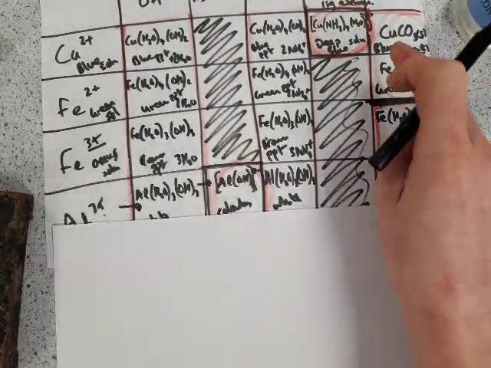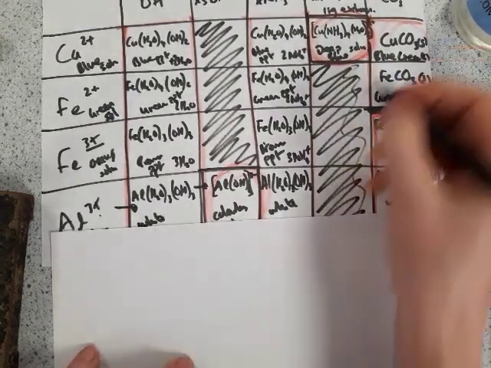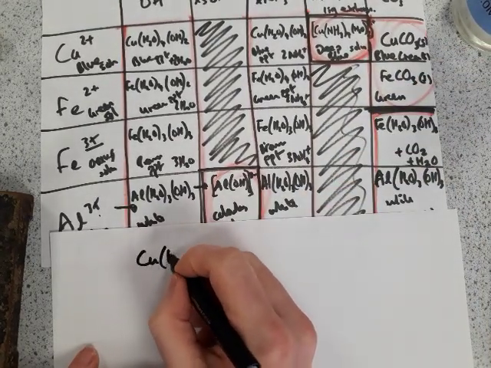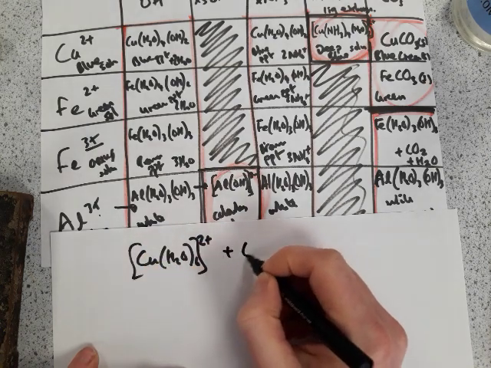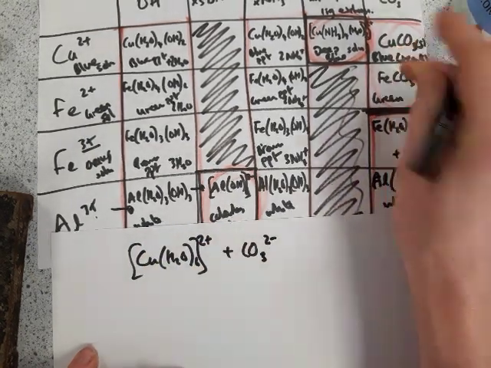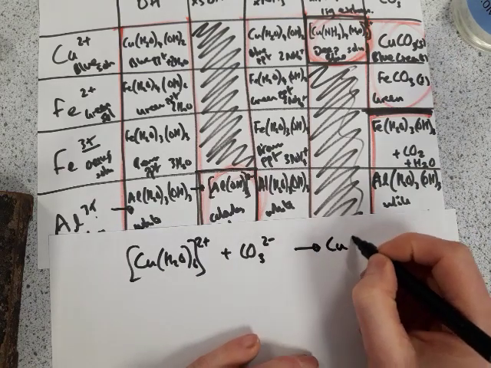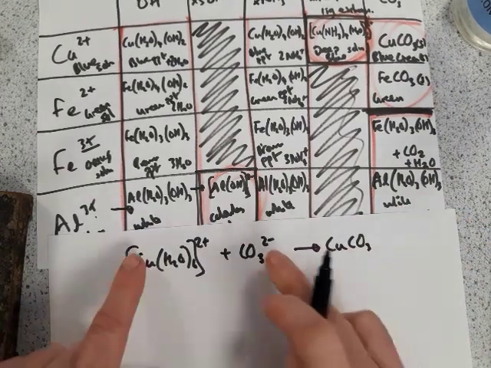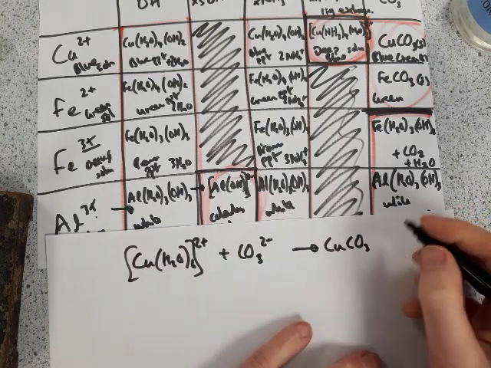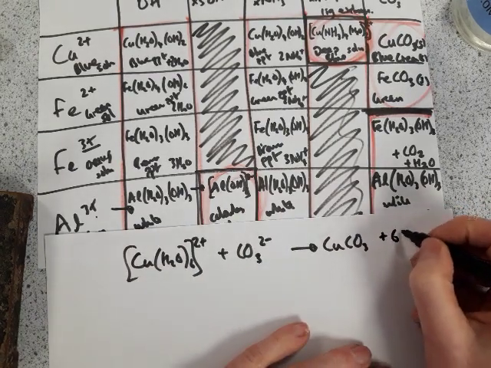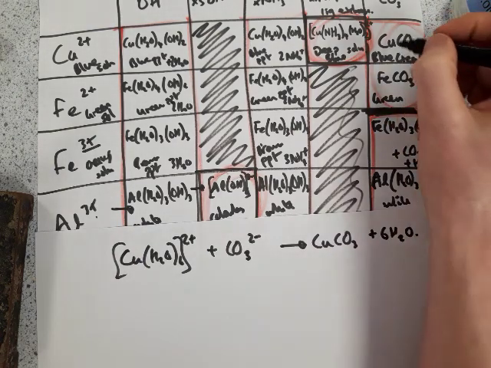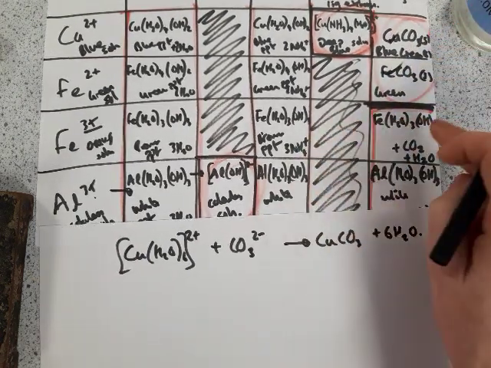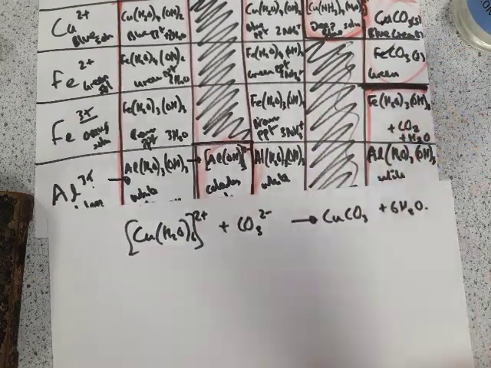Final ones then. How do you write an equation for this box? Well, if you've got copper, Cu H2O 6 times 2 plus, and you add carbonate, well, I know that I'm going to make copper carbonate, so that's CuCO3. That's the copper and the carbonate going together, so 6 waters must have been given out, plus 6 H2O. That's a piece of cake, that one. So these equations are easy. These ones down here just require a practice.